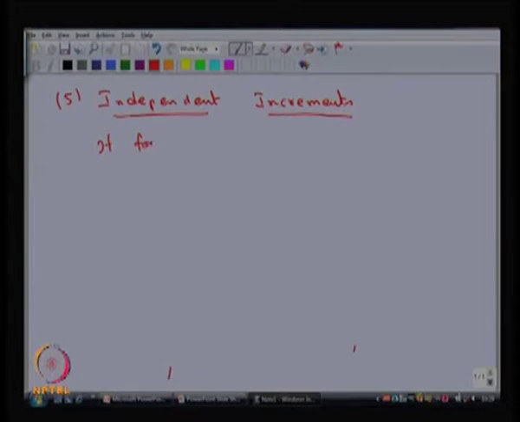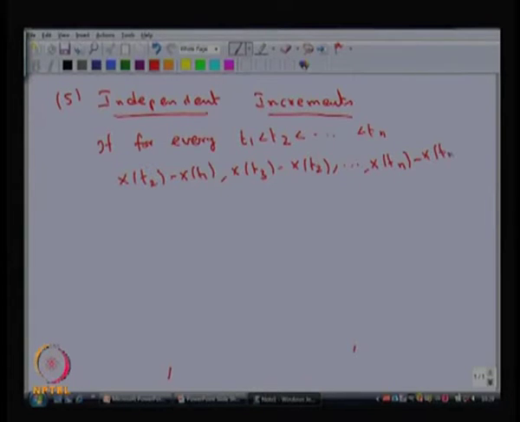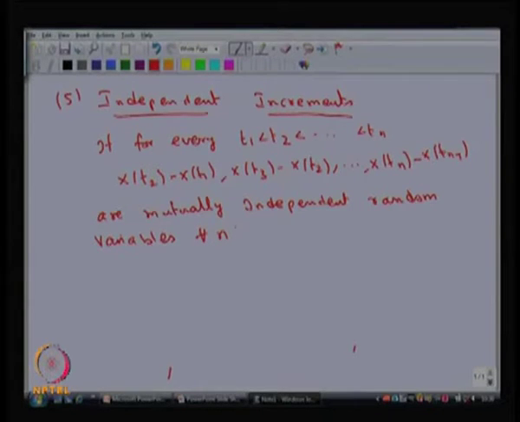If for every t1 less than t2 less than ... tn, the random variables x of t2 minus x of t1, x of t3 minus x of t2, and so on till x of tn minus x of tn minus 1 are mutually independent random variables for all n, then we say the corresponding stochastic process has the independent increment property.